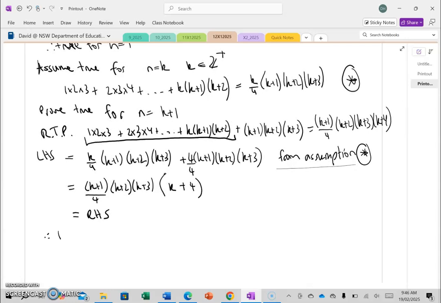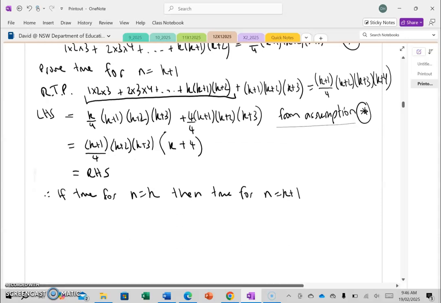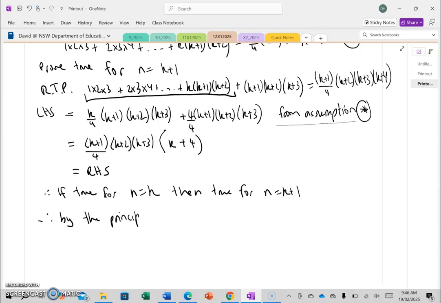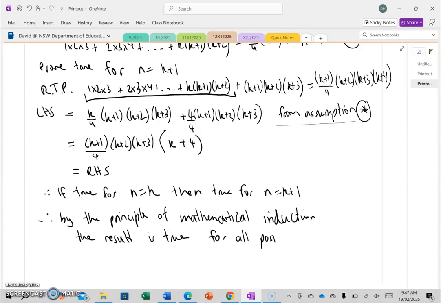Let's write our conclusion. Therefore, if true for n equals k, then true for n equals k plus 1. Therefore, a final conclusion: by the principle of mathematical induction, the result is true. And in this case, it was for all positive integers n.